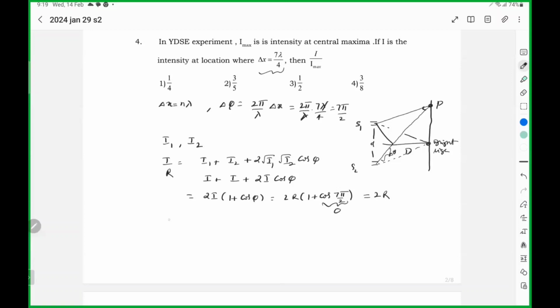So then what he is asking, I by I maximum. So I here is 2I. I maximum we get when phase difference is 0, that is 2I plus 2I cos 0, that is 4I. Here it is 2I, so it is 2I by 4I, which we get half.